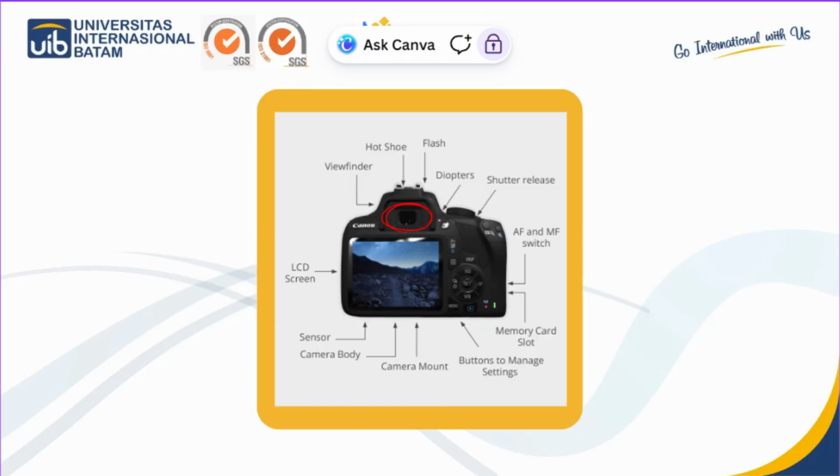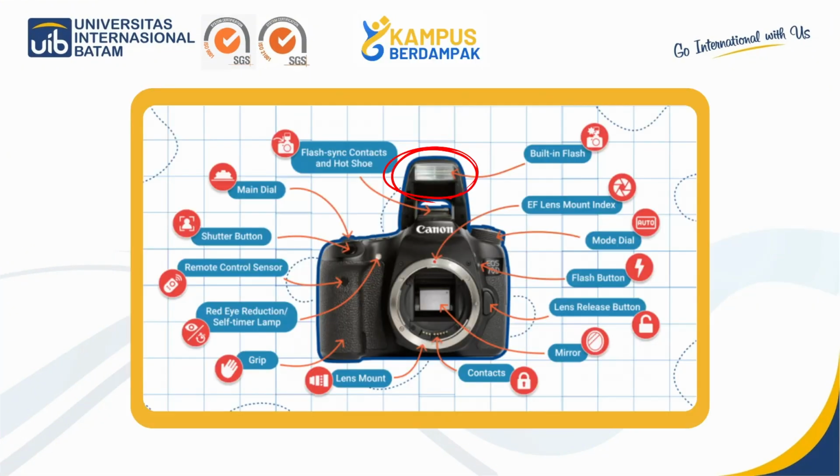This allows you to view and frame your subject. Next, we have the built-in flash. This helps the camera to produce artificial light to illuminate a scene or subject. Next, we have the flash button. This forces the flash to pop up before being triggered. When it's pressed, it can also adjust the flash intensity via the flash exposure compensation.